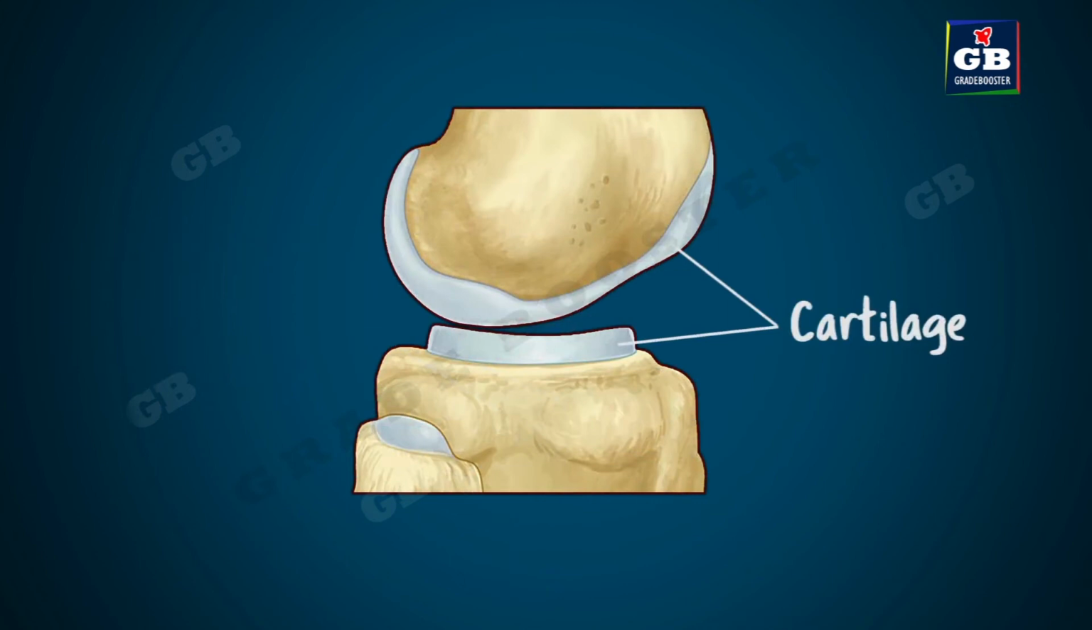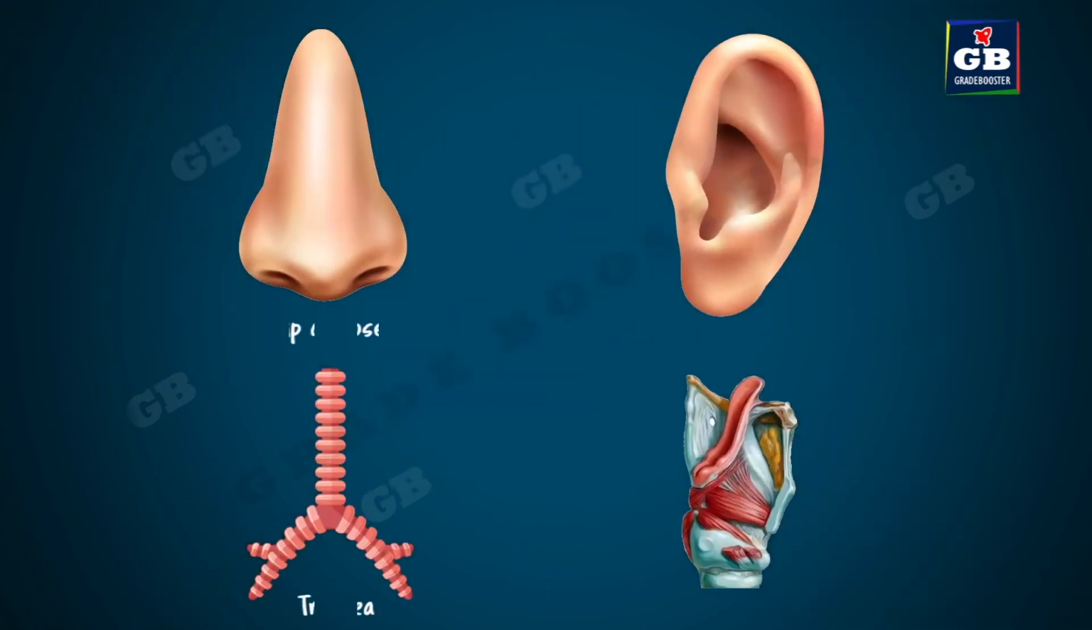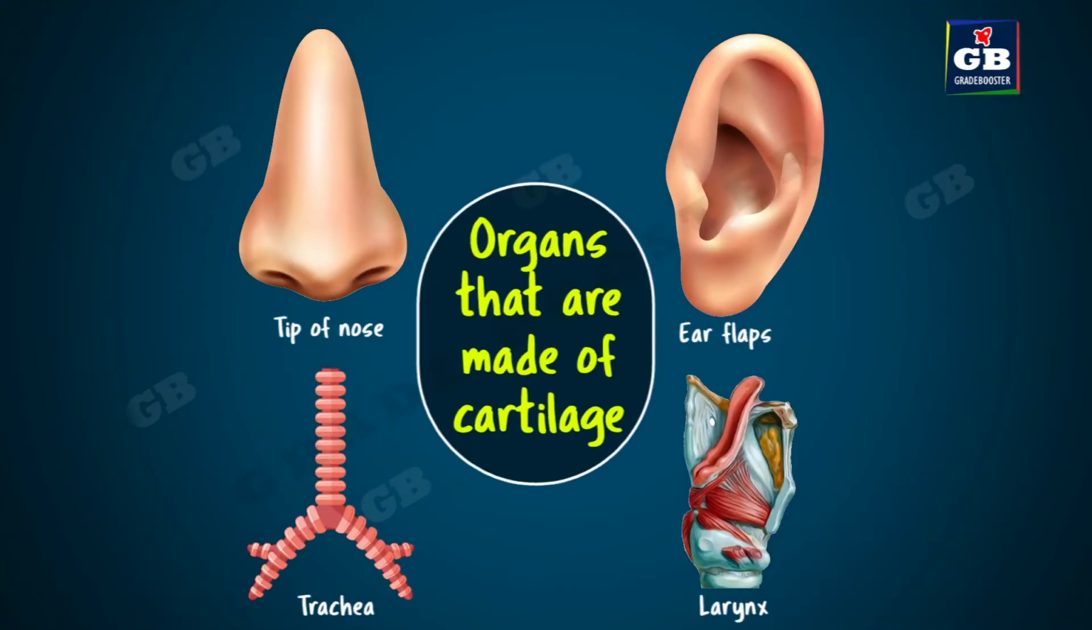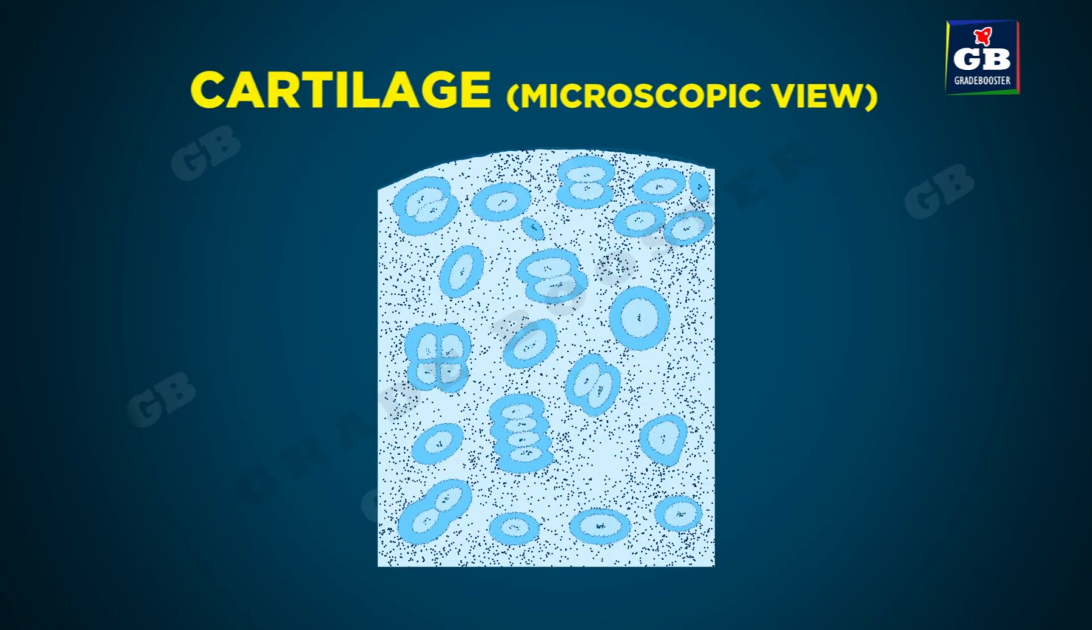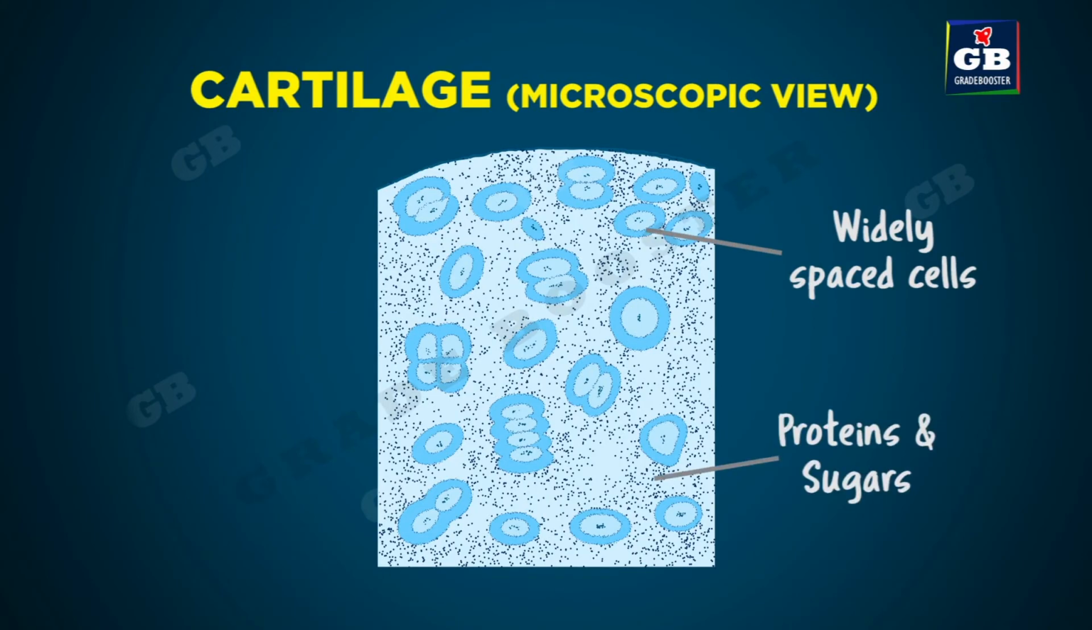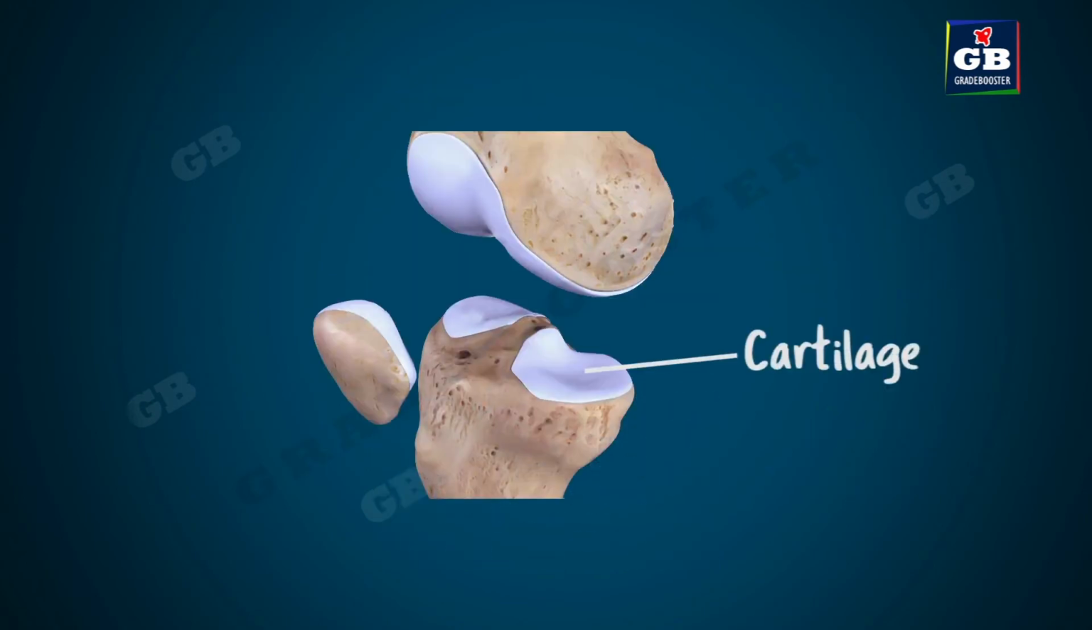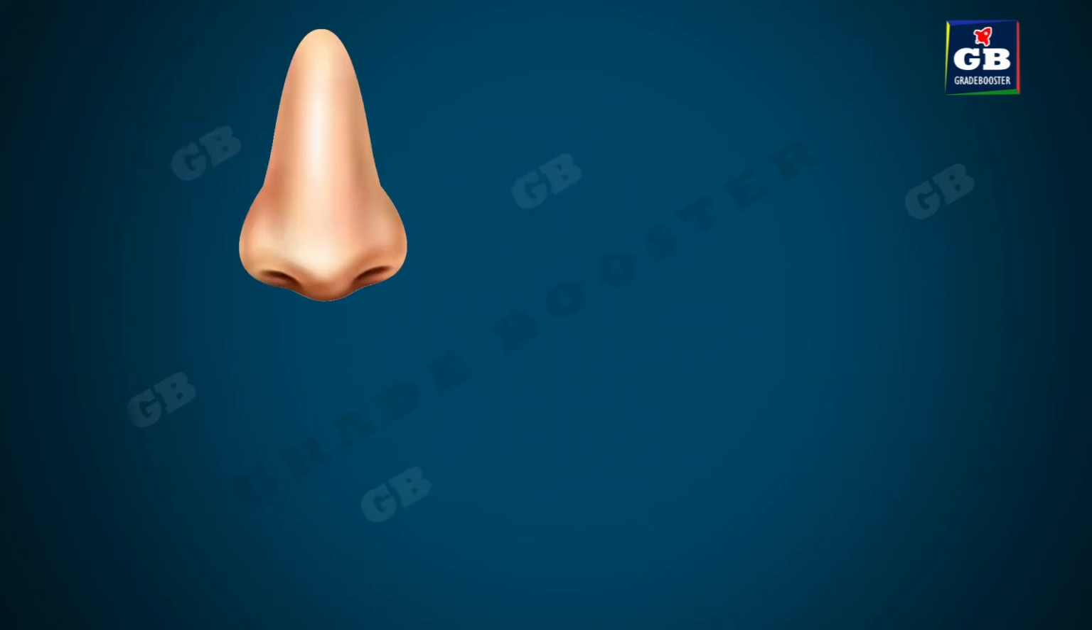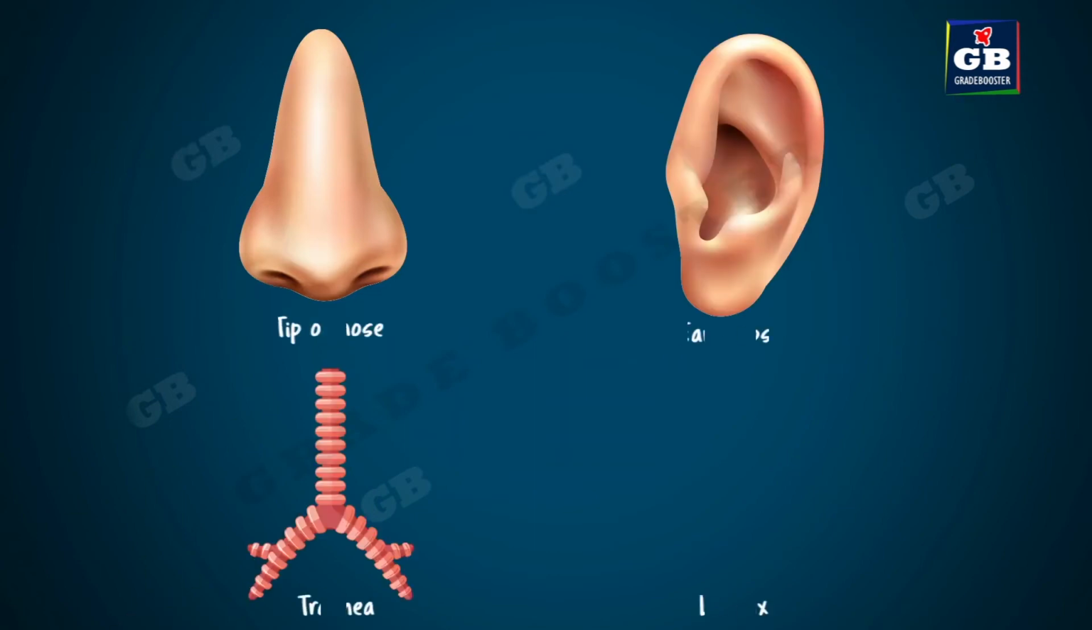These are a few locations of tendons in our body. Now let us see about cartilage. We have a soft bone at the tip of our nose, ear flaps, etc. This soft, flexible bone-like material is called cartilage. It is a kind of connective tissue. The cells of the cartilage are widely spaced. The matrix of cartilage is composed of proteins and sugars. The surface of the bones at the joints are smoothened by cartilage. Cartilage is also found in nose, ear, trachea, and larynx.